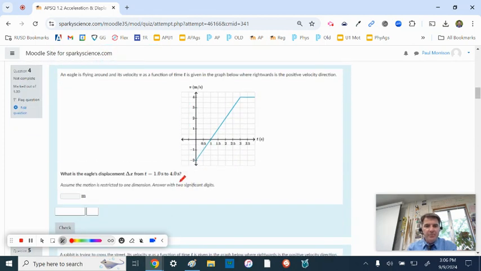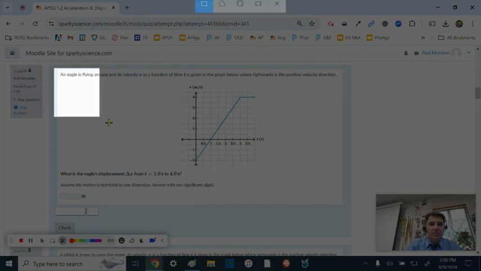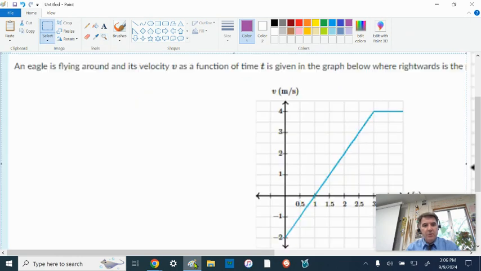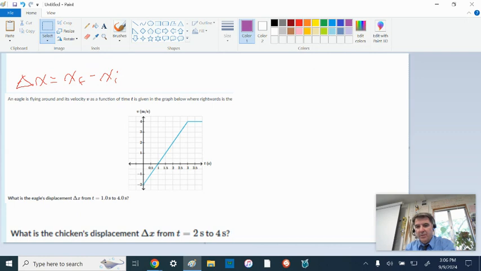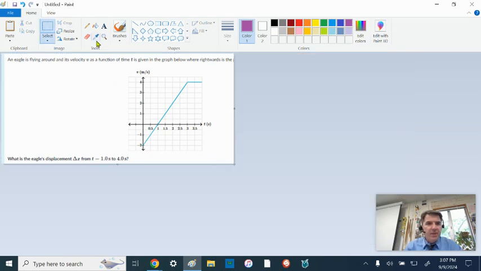Eagle is flying 1 to 4 seconds. That's probably a good one. So 1 to 4 seconds. Let's take a look at that. It's a good basic one. So I'm going to take a little screenshot of this. I'm going to go over so I can write on it better. I'm going to paste it with Control V and crop this. Let me get rid of my old stuff so you don't see it. There we go. Crop. Okay, I'm going to zoom in.